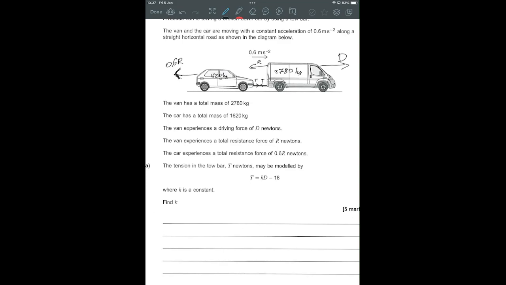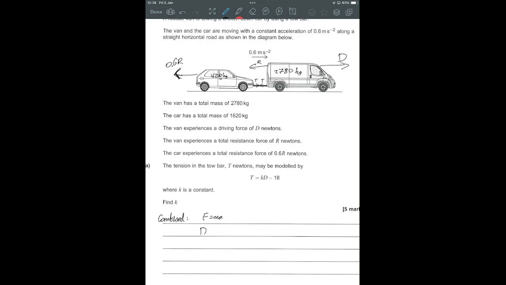Well, none of those really work, so it looks like I need to use two of them in combination. So, I think the easiest versions to use are the entire system, that'll link D and R, and then just the car, which will link T and R, and then I can combine them together. So I'm going to look at the combined system first, and I'm telling the examiner that. I'm going to use F equals MA.